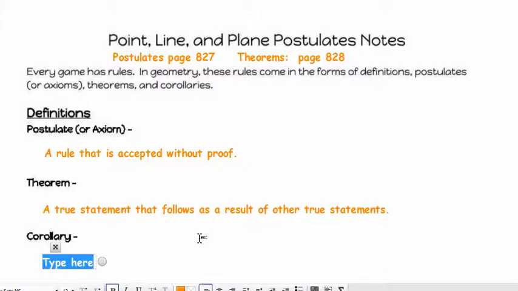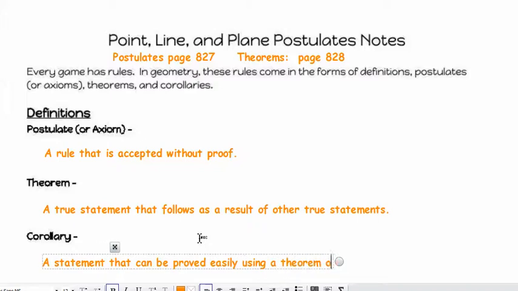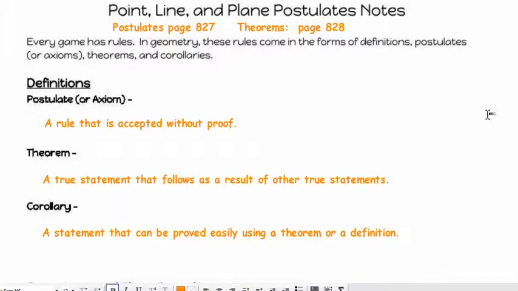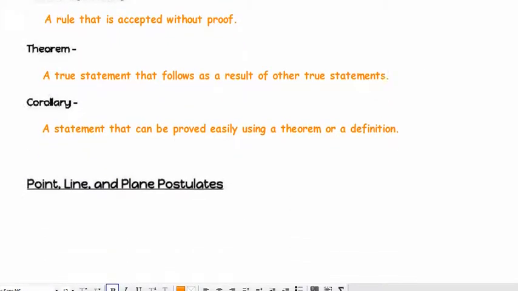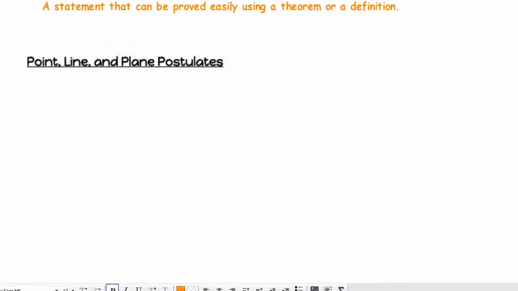And then lastly, we have a corollary. A corollary is a statement that can be proved easily using a theorem or a definition. Because there are fewer of them, the ones that we will use will typically be based in theorems. And to be honest, I don't, off the top of my head, remember all but one of them right now.